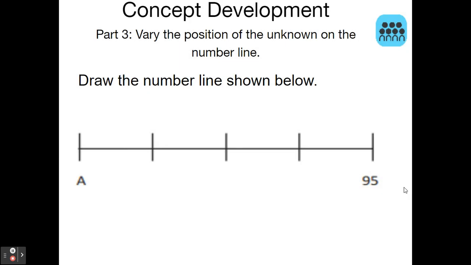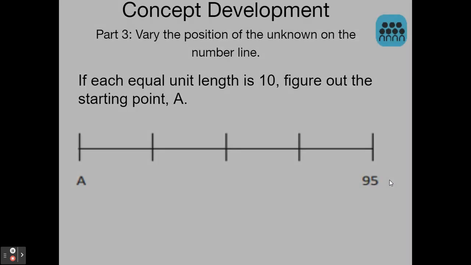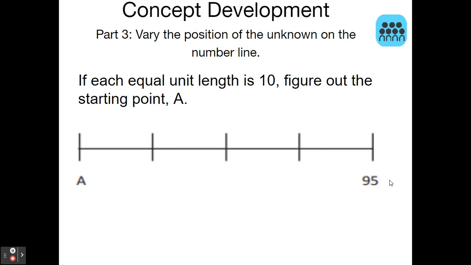All right. Draw this number line shown below. We need to figure out what point A is. Only way we can do that is if we know what the measurement is. So counting backwards by tens to figure out what point A is. So 95, 85, 75, 65, 55. So point A is 55.